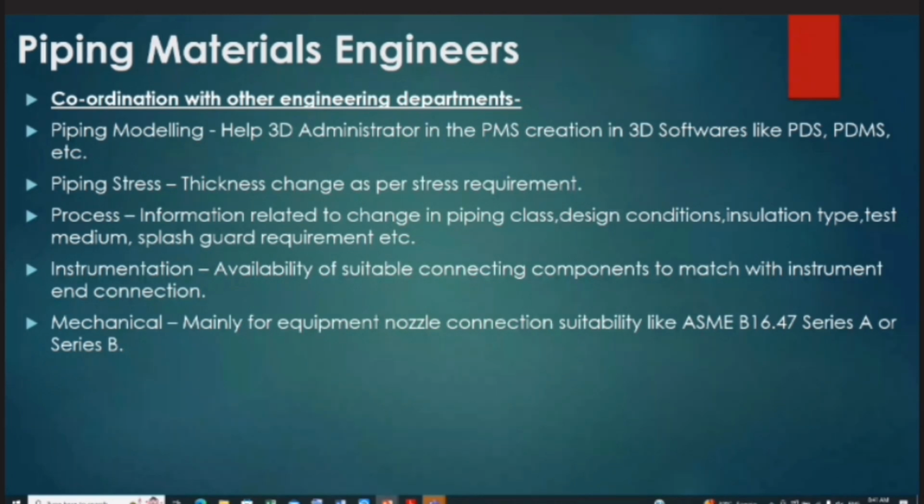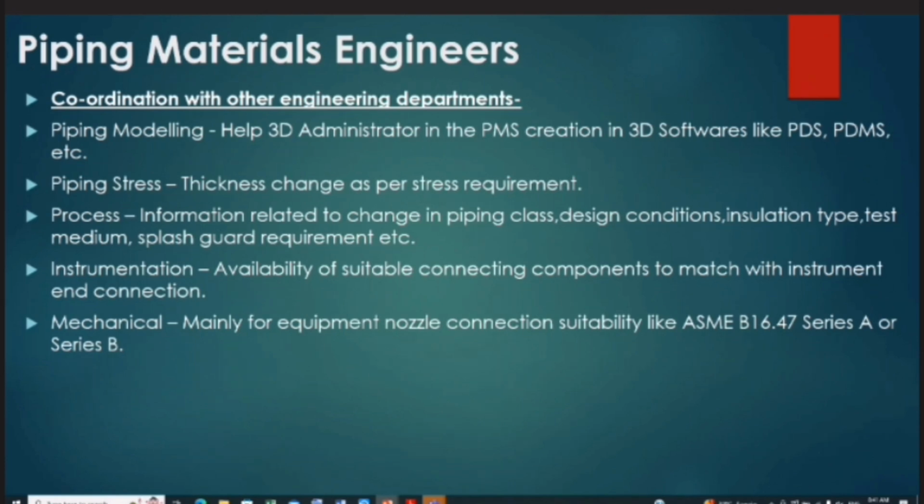Mainly the coordination with the mechanical department is to decide the nozzle, especially 24-inch and above, because I will not go at this moment too much deep. The flanges which we use in the piping are used as per the ASME B16.5 standard. Above 24-inch, we use the ASME B16.47 standard. In ASME B16.47, we have two different options, Series A or Series B.